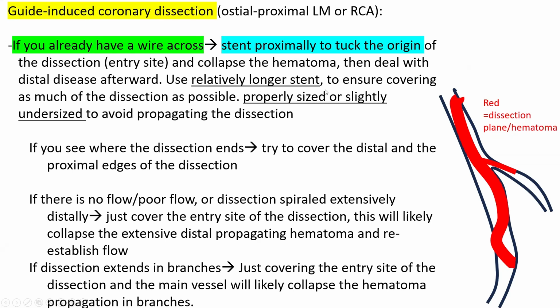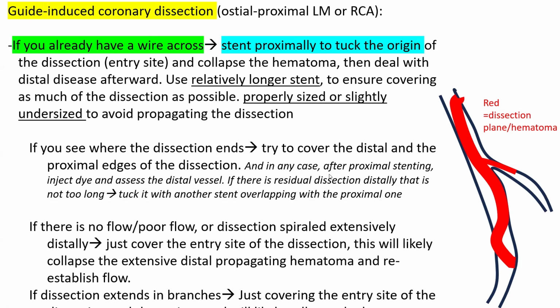Use a relatively longer stent to ensure covering as much of the dissection as possible. Use a properly sized or slightly undersized stent to avoid propagating the dissection. If you see where the dissection ends, try to cover the distal and the proximal edges of the dissection. And in any case, after proximal stenting, inject dye and assess the distal vessel.